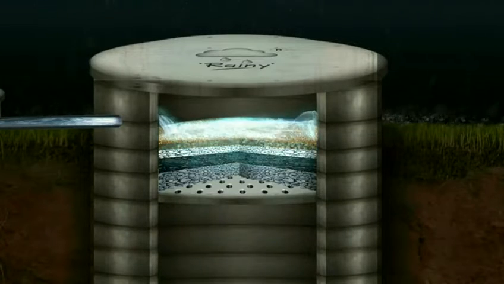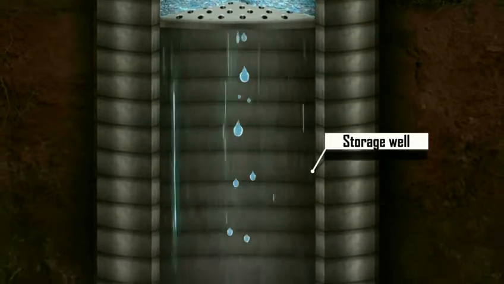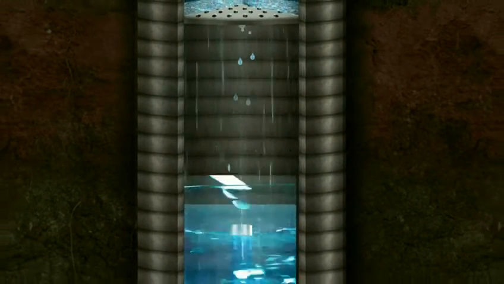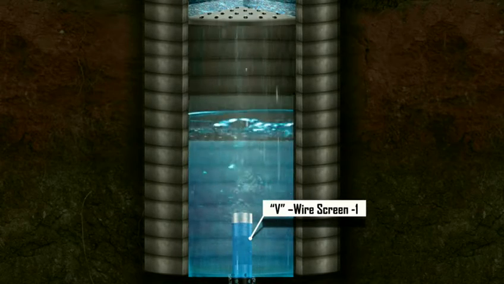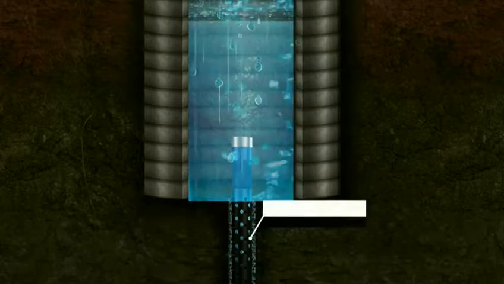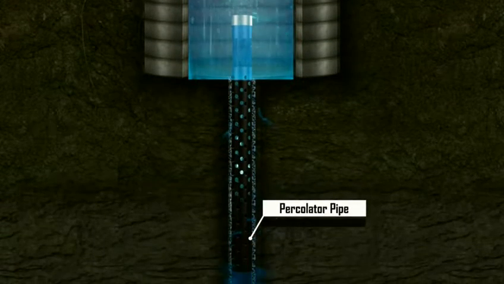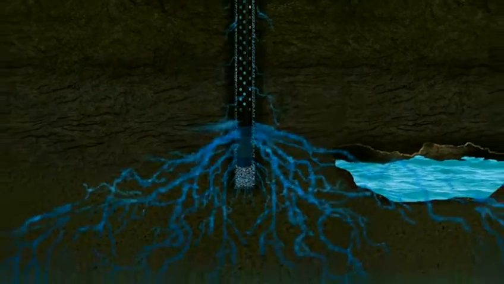of the injection well. The runoff water is accommodated in a specially designed storage well, which creates a well-defined water column. Injecting large quantities of water into the deeper layers of the semi-impervious soil strata through the non-clogging V-wire screens attached to the specifically designed percolator pipe, placed to a depth of 30 meters below the ground.